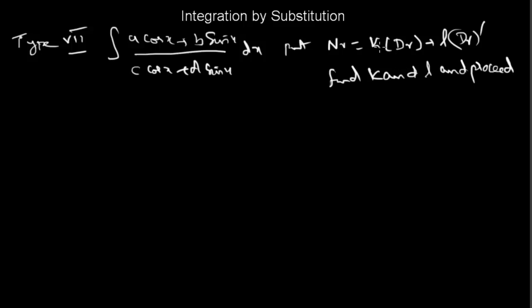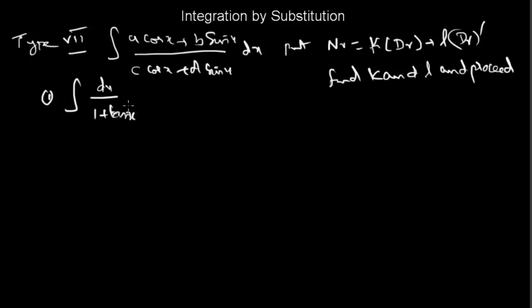That means k and L you have to find out from two simultaneous equations, and then substitute. Now in some problems, k and L can also be found directly by adjustments. For example, one problem we take: integral dx by 1 plus tan x.